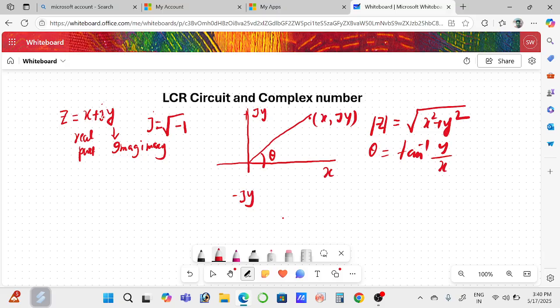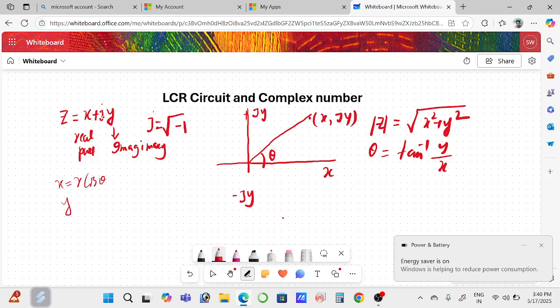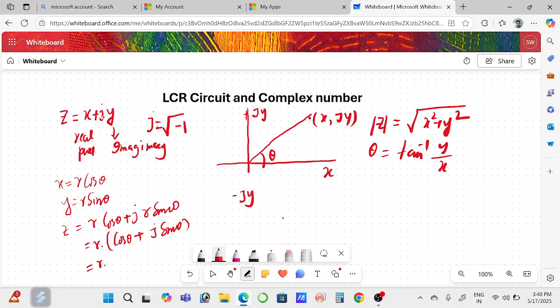Now if you put x equal to r cos theta and y equal to r sin theta, then z is equal to r cos theta plus j r sin theta. If you take r common, this becomes r times cos theta plus j sin theta, and this can be written as r e to the power j theta. This representation is called the Euler form.